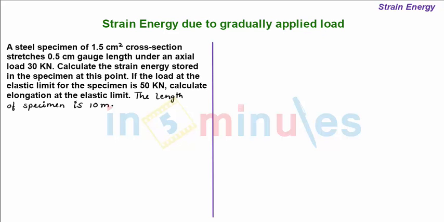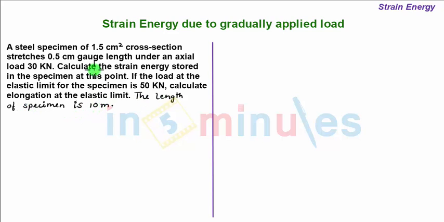Our problem statement is a steel specimen of 1.5 cm square cross section stretches 0.5 cm gauge length under an axial load of 30 kN. Calculate the strain energy stored in the specimen at this point. If the load at the elastic limit for the specimen is 50 kN, calculate the elongation at the elastic limit. The length of specimen is 10 meter.